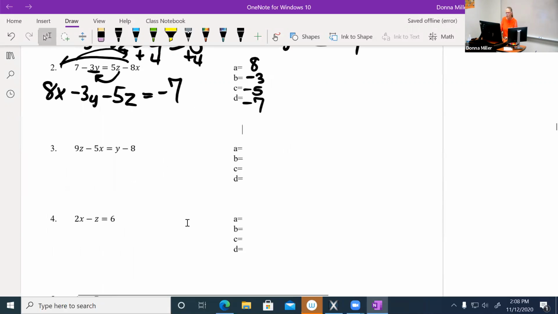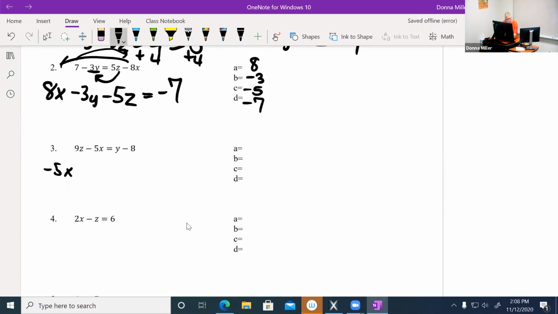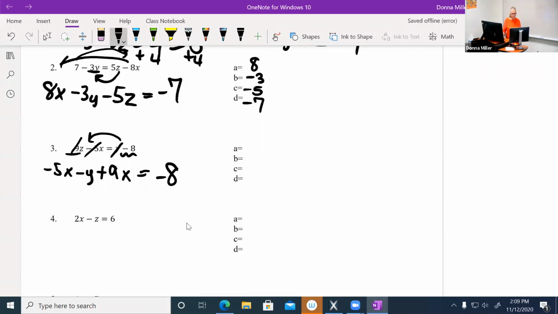All right, so the -5x goes first, right? I'm going to move the y over to the left-hand side. So the positive y becomes a -y. Okay, so I'll move that over. And then I have a +9z on the left side. That's good. And what's left, don't forget the negative, right? It's equal to -8, right? Don't drop signs. All right, so there's my coefficients: -5, -1, 9, and -8.